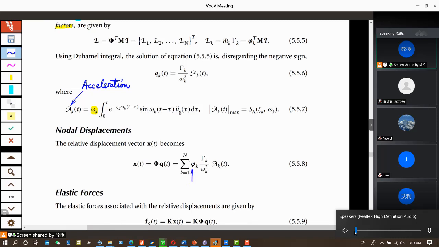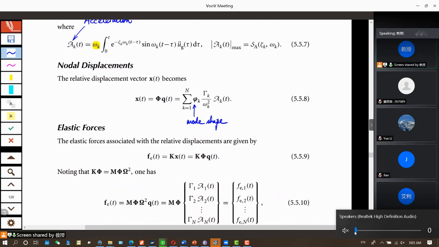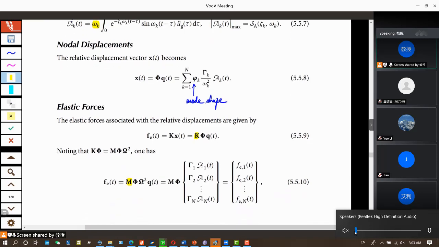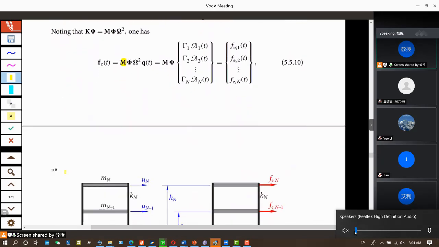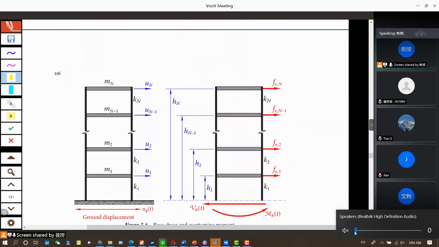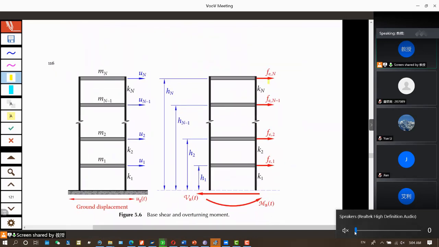Now shear force, it's very easy to find. The base shear is the sum of all the elastic forces. And the overturning moment depends on Fe1 times H1, Fe2 times H2, and Fen times Hn. Hn is the height of the story. Okay, so now base shear is the sum of all the elastic forces.